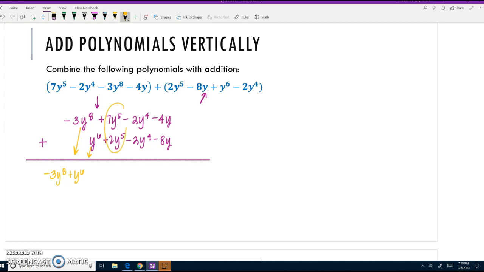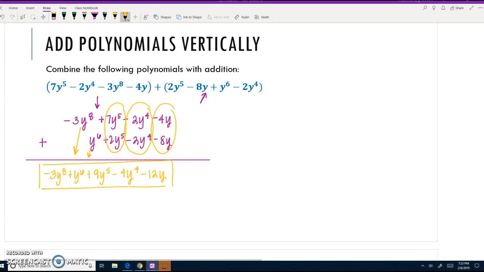But then I can put these two terms together, the 7y to the 5th and the 2y to the 5th, and I'm going to get 9y to the 5th. I can add these two negative 2y to the 4th and get negative 4y to the 4th. And then I've got a negative 4y and a negative 8y, so I'm going to have a negative 12y. And that's my final answer there.